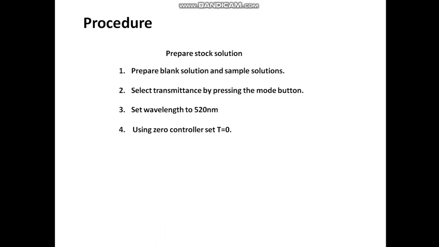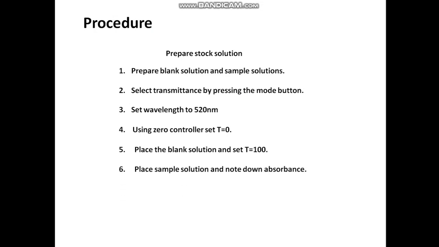Then using the zero controller, we have to set transmittance equal to 0. Next, we place the blank solution and set transmittance equal to 100. The next step is to place the sample solution and note down the absorbance values. Now I'll tell you how to prepare different concentrations of the solution. After all the steps are done, the final step is plotting the graph of absorbance versus concentration to verify the Beer-Lambert law.